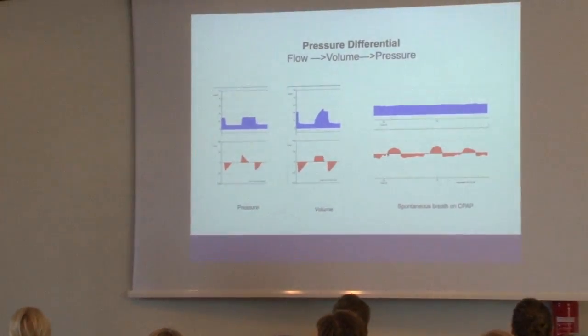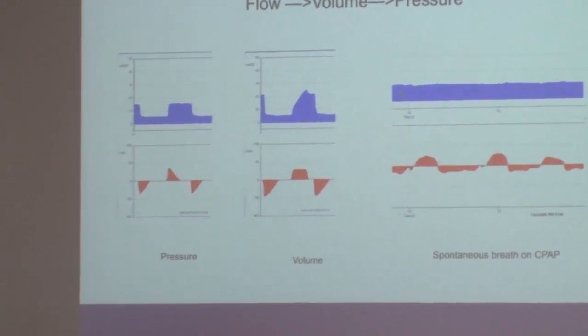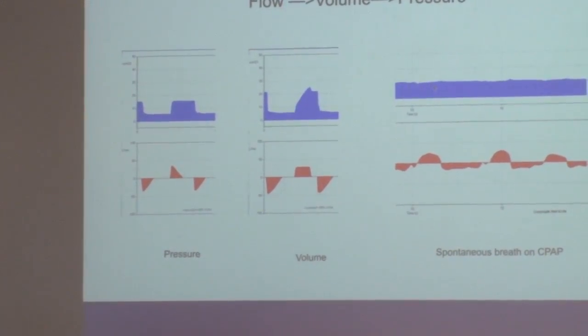Now, of course, when we're breathing, we don't change the pressure in the room. What we do is change the pressure relative to the room by decreasing the pressure in our chest. And this allows flow because we now have a pressure differential, because there's no flow without a pressure differential. And of course, our more normal breath looks like this. It's more sinusoidal shaped.